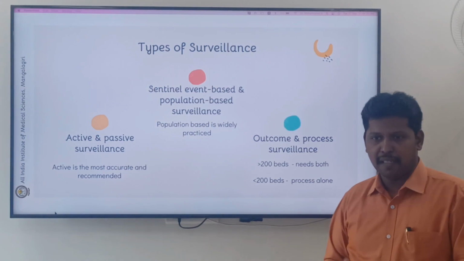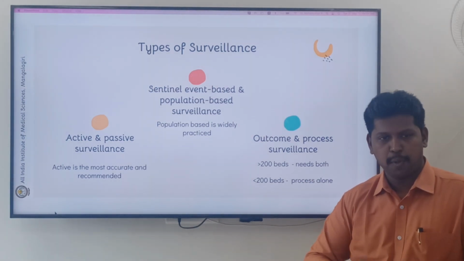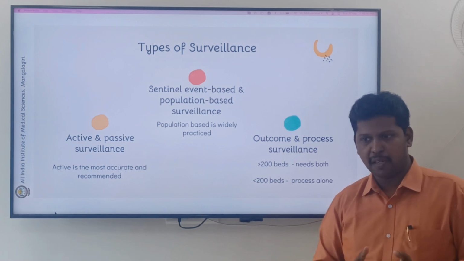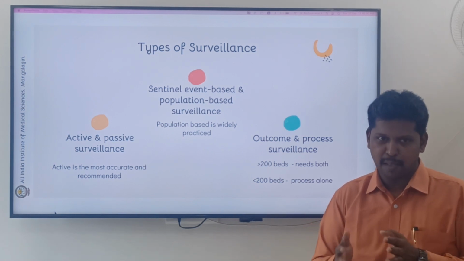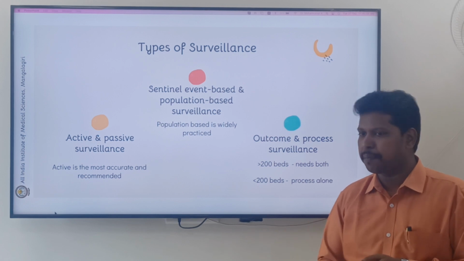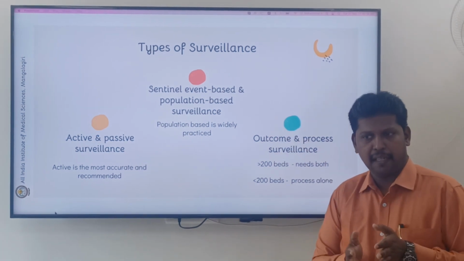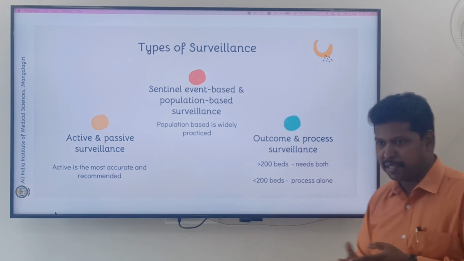Whereas process is like hand hygiene. Hand hygiene is a process. A bundled care method is a process. Or PPE auditing, it is all a process. So to check whether the process is proper or not, surveillance can be done. So all these are process surveillance, and the proper HAI rate calculation is outcome-based surveillance.